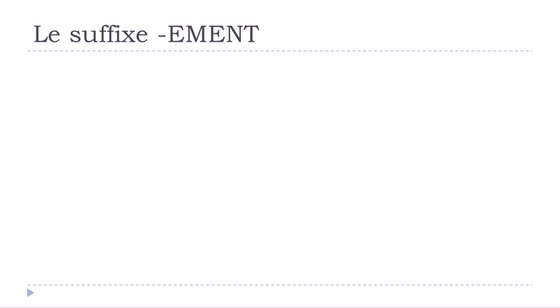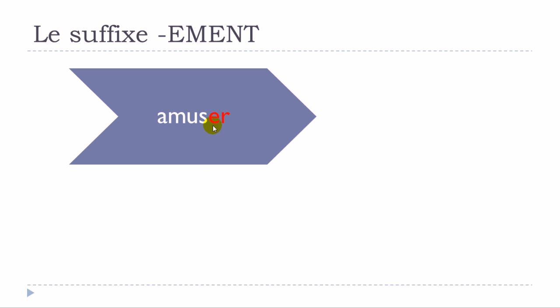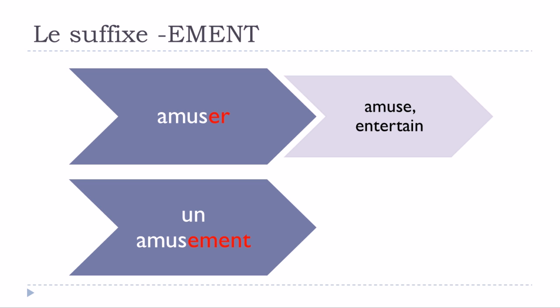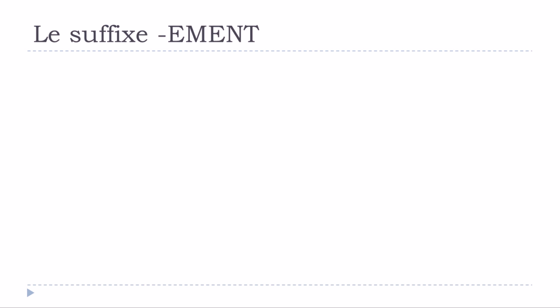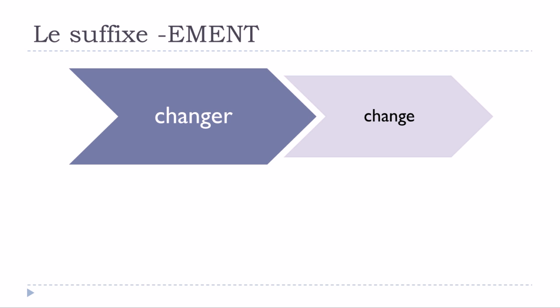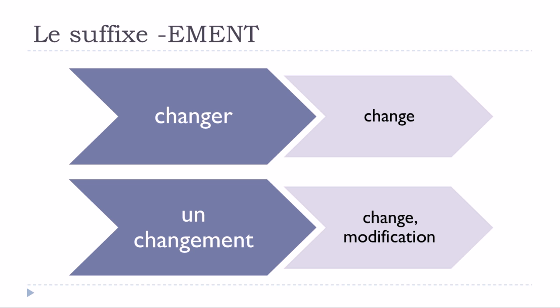Okay, so let's see a few examples now. The first one, amuser. Here you have the translation in English. If we just respect the rule, we take away this er and put this suffix ment instead, and we will get un amusement. Amuser, un amusement. Changer, un changement.